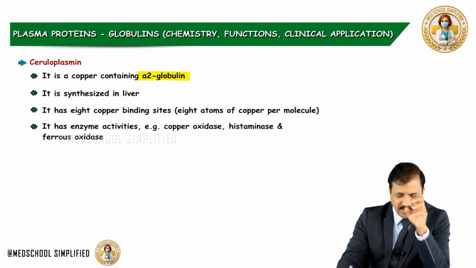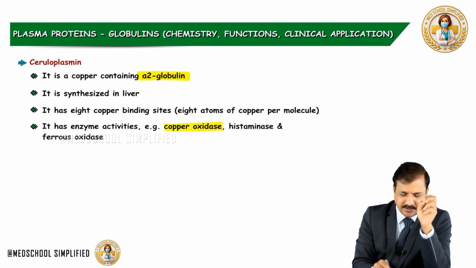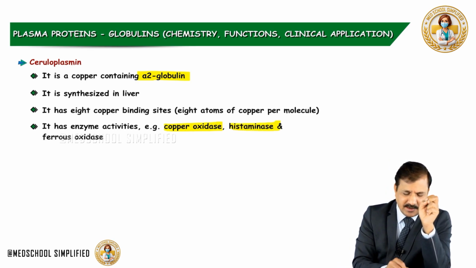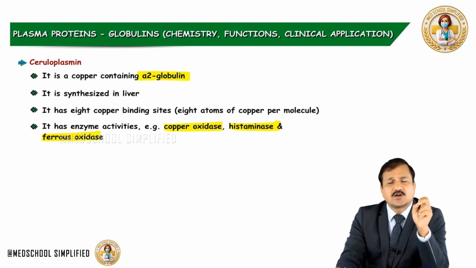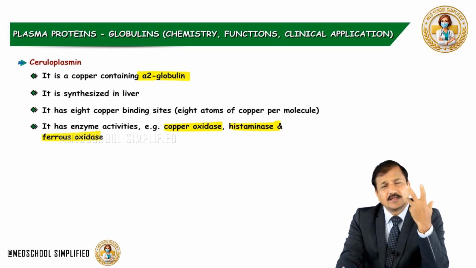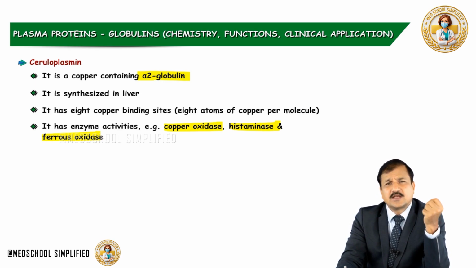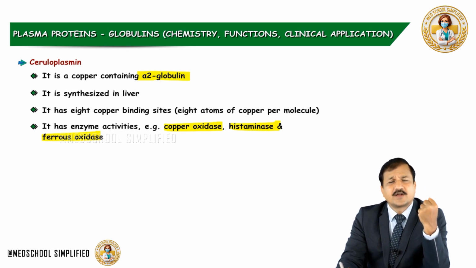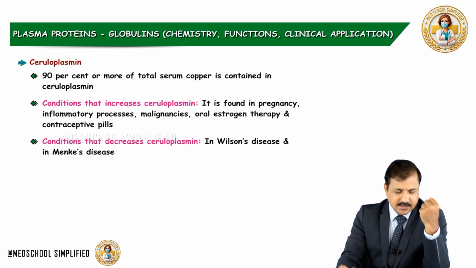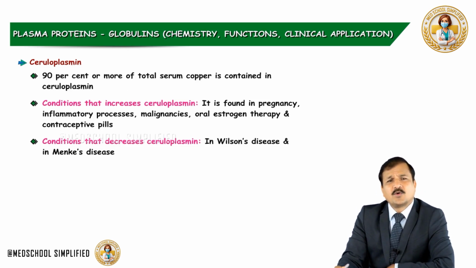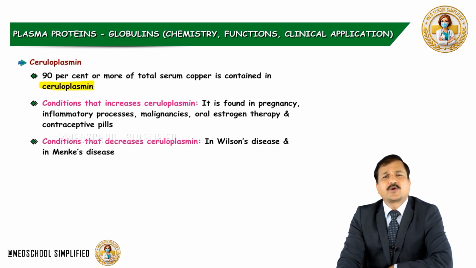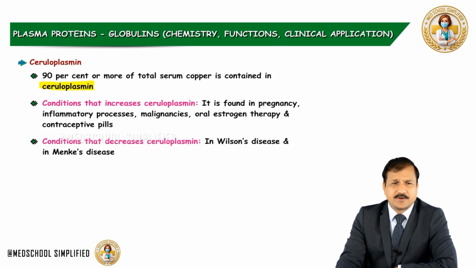And also ceruloplasmin has an enzymatic activity, that is copper oxidase enzyme activity, histaminase enzyme activity, and also ferrous oxidase enzyme activity. So in fact, there are 3 enzyme activities in ceruloplasmin that you need to remember. One is copper oxidase, second is histaminase, and third is ferrous oxidase activity. So 90% or more of total serum copper is stored in ceruloplasmin. So it's an important storage form of copper.